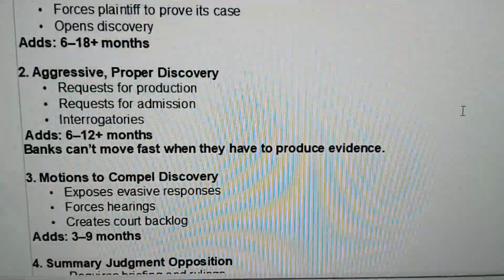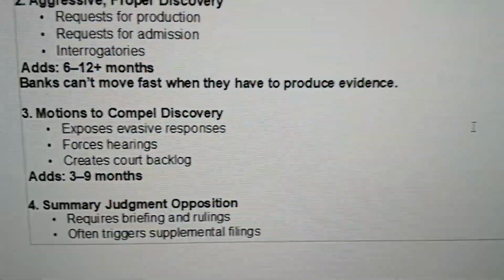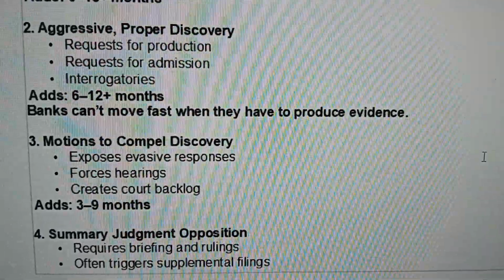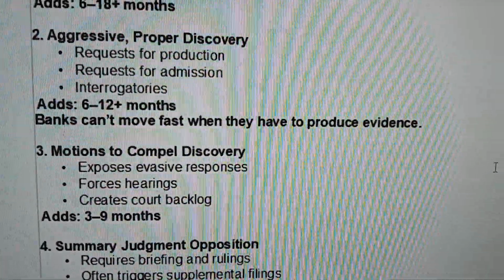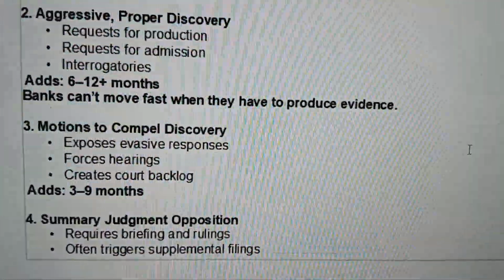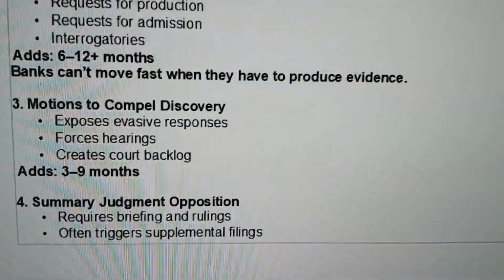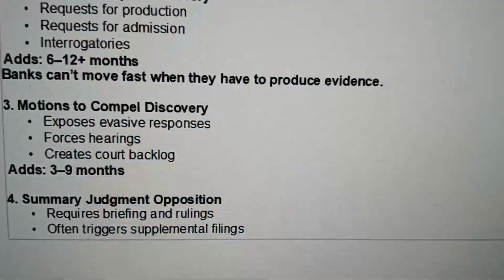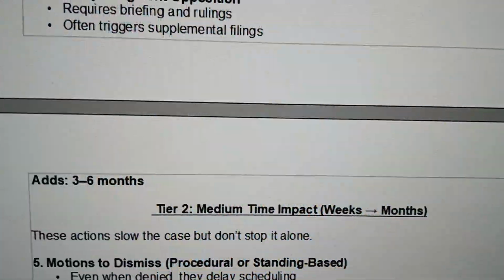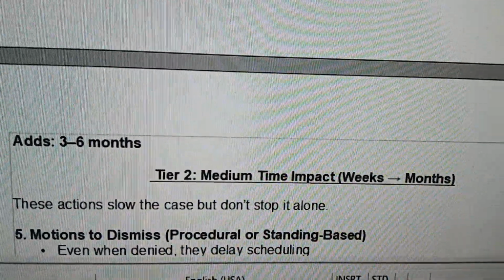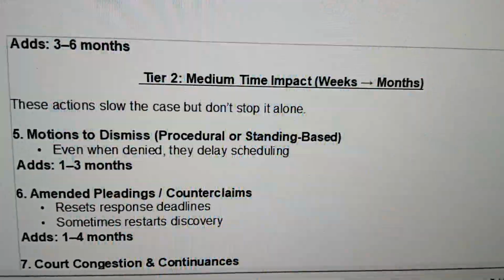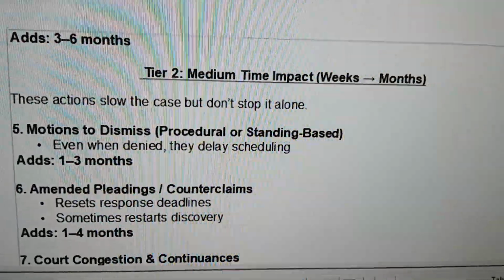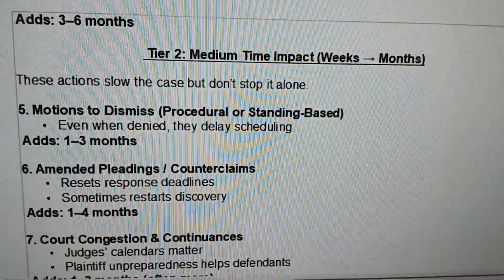Motions to compel discovery exposes evasive responses, forces hearings, creates a court backlog. It can add 3 to 9 months. Summary judgment opposition requires briefing and rulings, often triggers supplemental filings, adds 3 to 6 months. Now, medium impact: these actions slow the case but don't stop it alone.